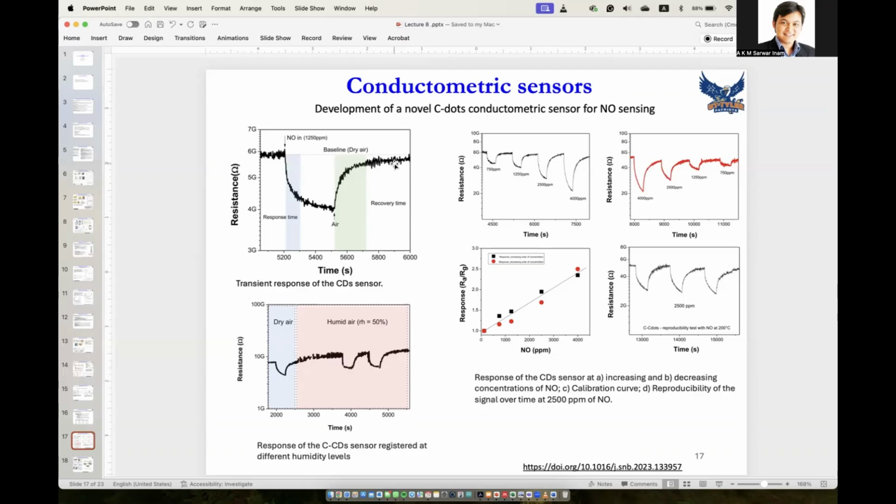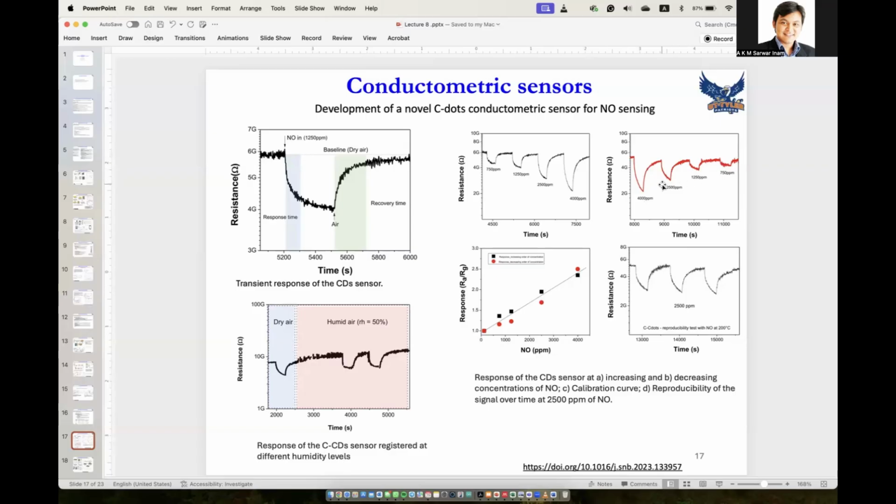Furthermore, here we can see the responses. The response of the sensor to different concentrations of nitric oxide is in the range from 125, starting from this one, to 4000 ppm. Moreover, to verify the presence of a memory effect, they are doing it in the opposite direction. They are running from 125 to 4000, and later they start from 4000 and go back to 125 ppm to see if the sensor can go back.